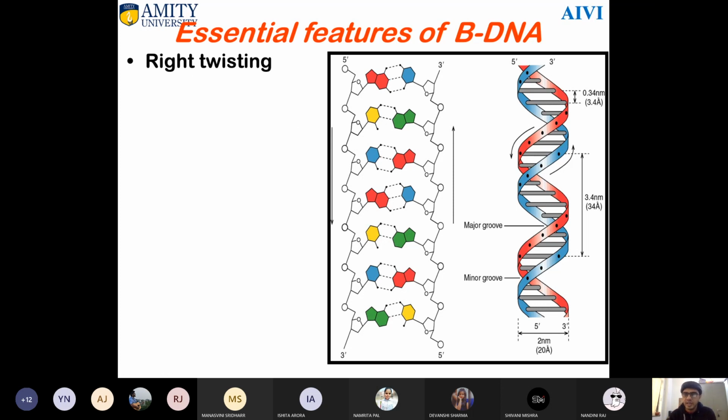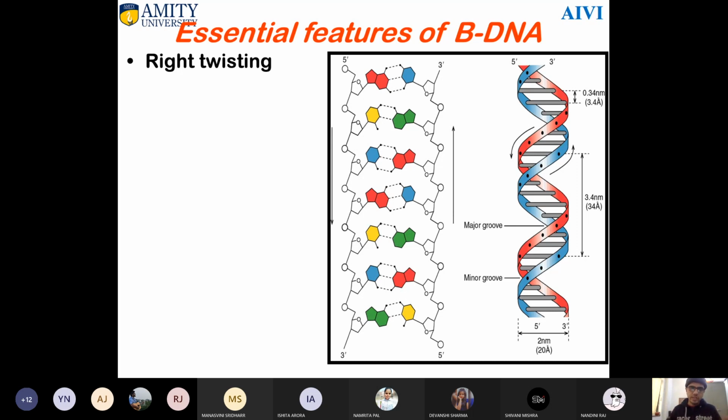B form is right-handed, so a right-hand twist is there. So you are going to move in a right direction. If you start moving from the 5' to the 3', then you are trying to find the right. A screw is a right-handed tool. As your screw is there, whether you are tightening right-handedly or left-handedly, it is going to be a right-handed twist. From bottom to top, and again from top to bottom, it is going to be right-handed.